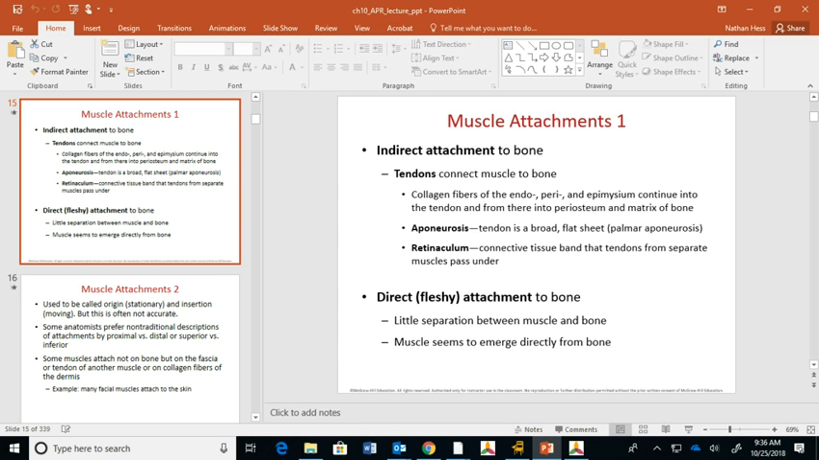But no, that is definitely connective tissue. It's not muscle going into that area. There are very few direct attachments in the body. Most of them are tendinous.